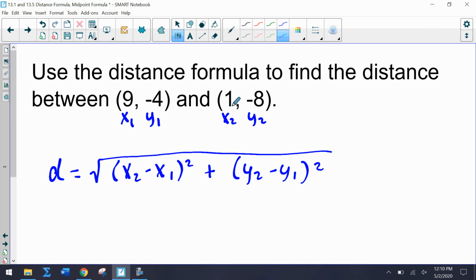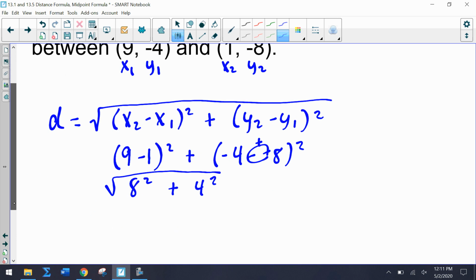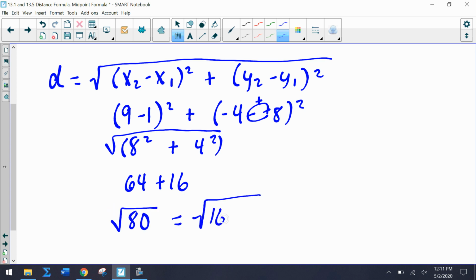So x2 minus x1, 9 minus 1 squared. And then -4 minus -8 squared. Okay, so we can say 8 squared plus 4 squared. Remember, that's all under the radical, and we have to simplify this first. So we have 64 plus 16, and we end up with 80. So we're taking the square root of 80, which is the same thing as 16 times 5. So we got 4 root 5. So that's the distance between those 2 points.